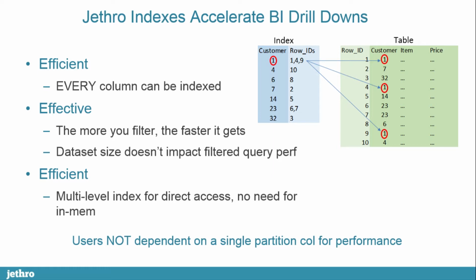And indexes in Jethro, you create indexes on all the columns. It's not just a single partition that you can use. In a way, partition is an index. But partitioning you can do on a single column. Maybe you can do sub-partition, but very quickly you have too many partitions. In Jethro, you create indexes for all the columns.